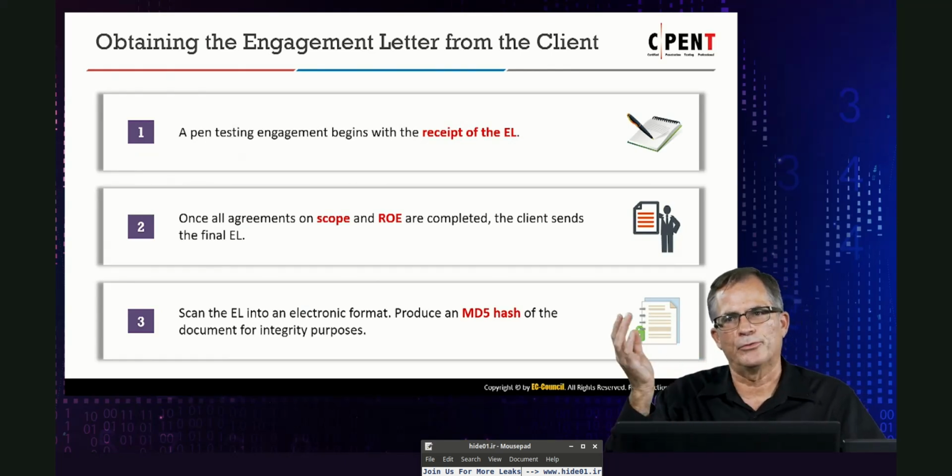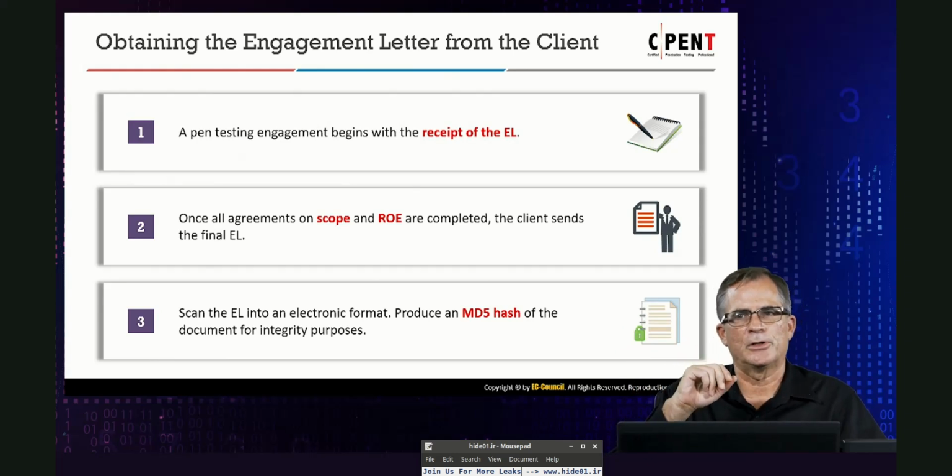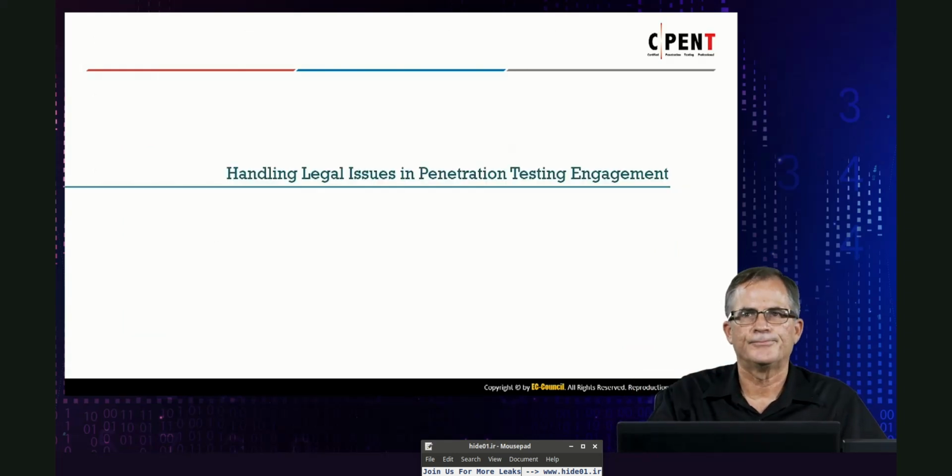Once you agree on the scope and the rules of engagement, the final engagement letter goes through and you make sure it's signed. You send it, in this case, they're showing electronic format, and you can do integrity checking by using hashing to protect it. So what about legal issues in a penetration testing engagement?